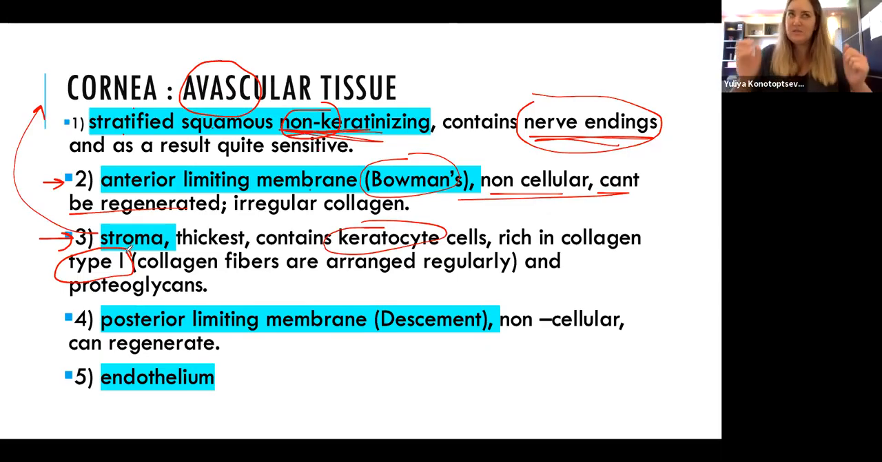Type 1 is the thickest, strongest, baddest collagen there is. So it's needed here, right? Because the cornea is facing outside. We want it there to make sure that it is protected.